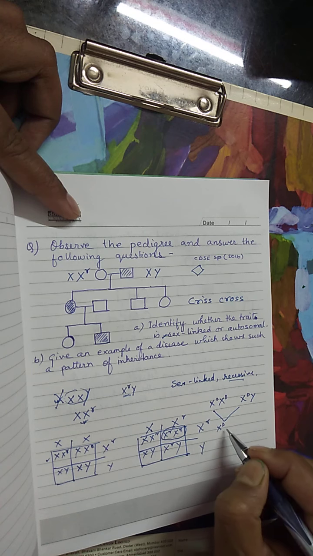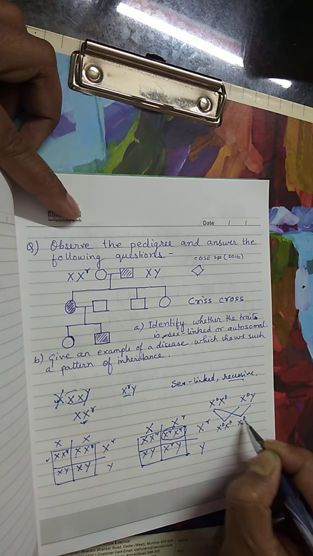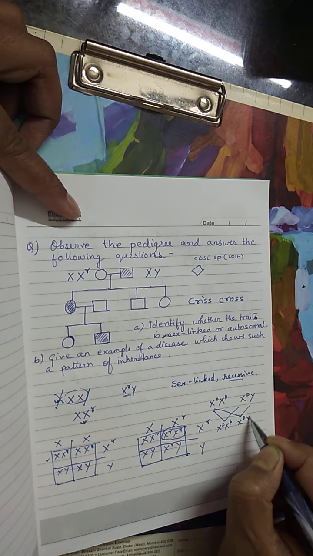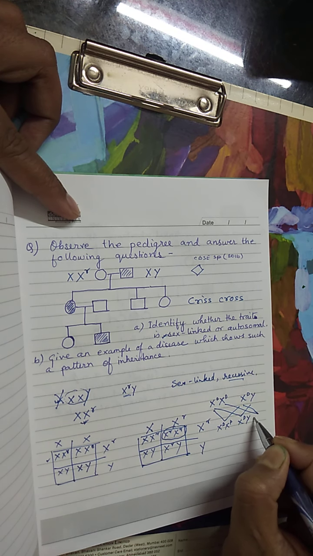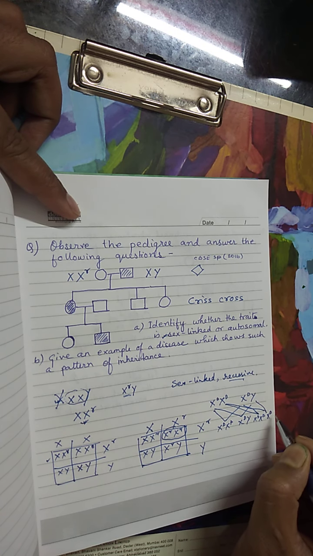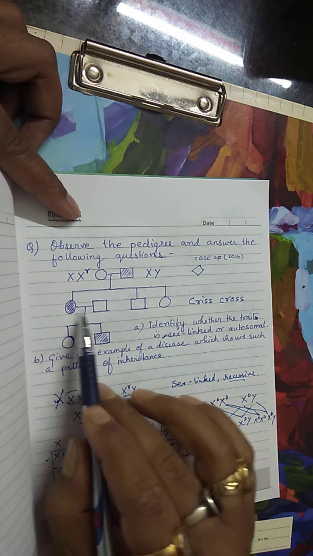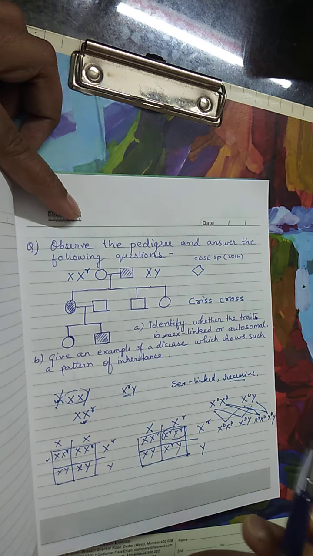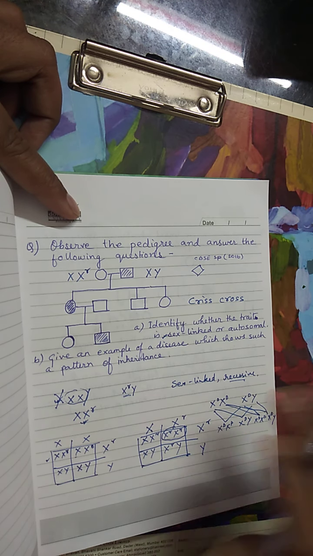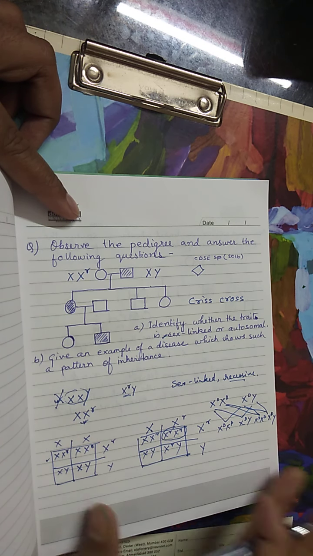XD XD getting crossed with XD and Y, where D is taken as the dominant trait. So all the organisms will show the trait, but here all the organisms are not showing the trait. Therefore we know it is not a dominant trait, it is a recessive trait. So this is basically how we solve questions on pedigree.